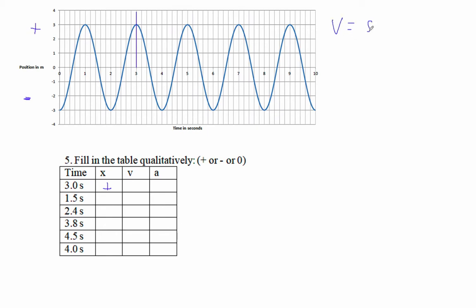Velocity is going to be the slope of this graph, okay? So the slope of this graph, this is positive velocity. This is 0 velocity. This is negative velocity, right? Positive, 0, negative, okay? And I think we've got a spot right here where the tangent line is level, right? So that's 0, okay?